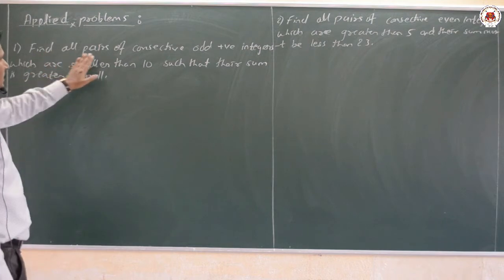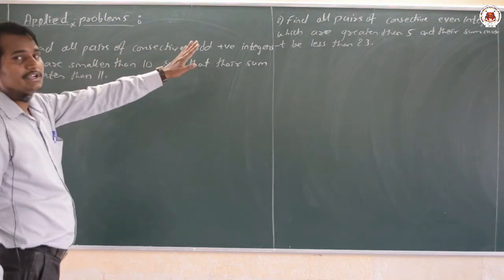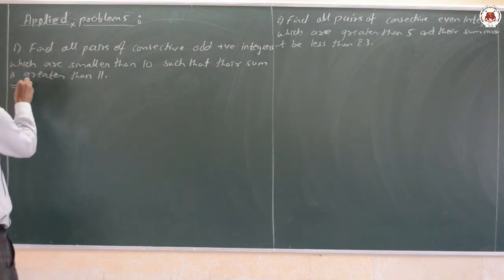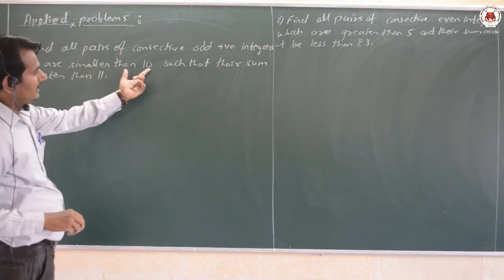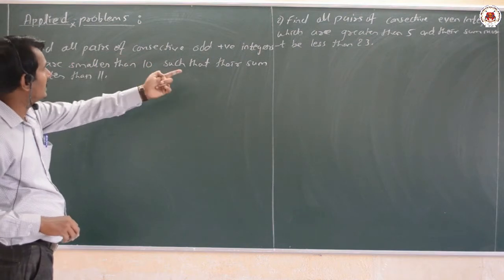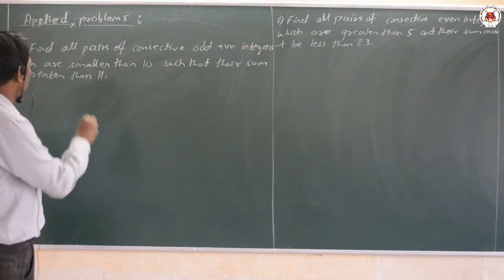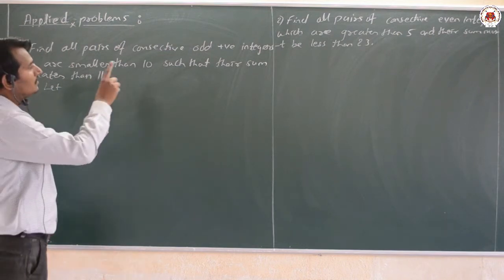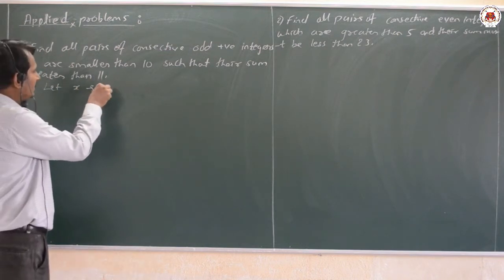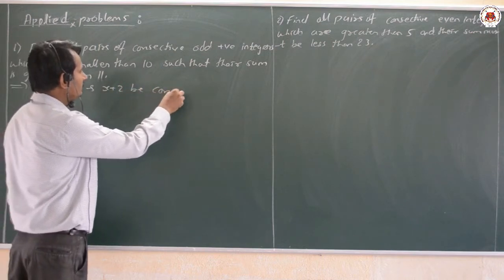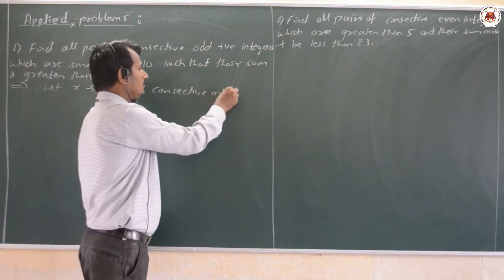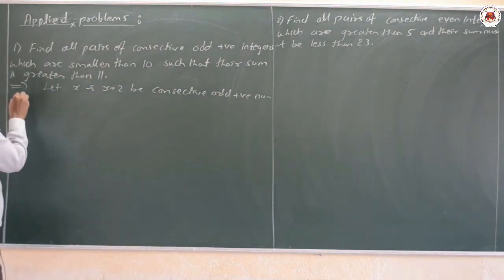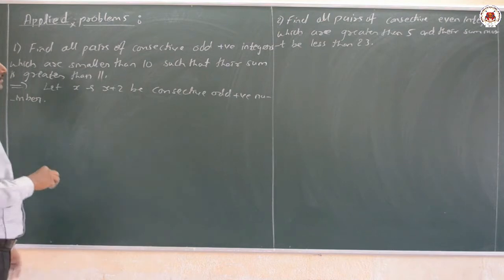What he is giving is: find all pairs of consecutive odd positive integers which are smaller than 10 such that their sum is greater than 11. What we will take is, let x and x plus 2 be consecutive odd positive numbers.